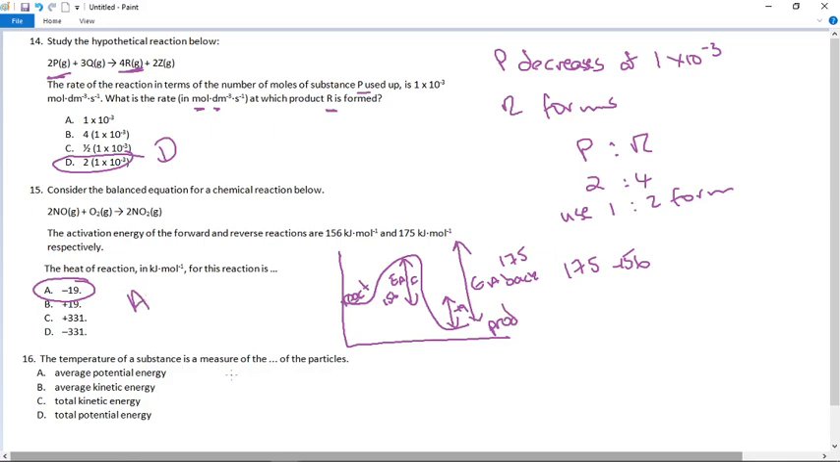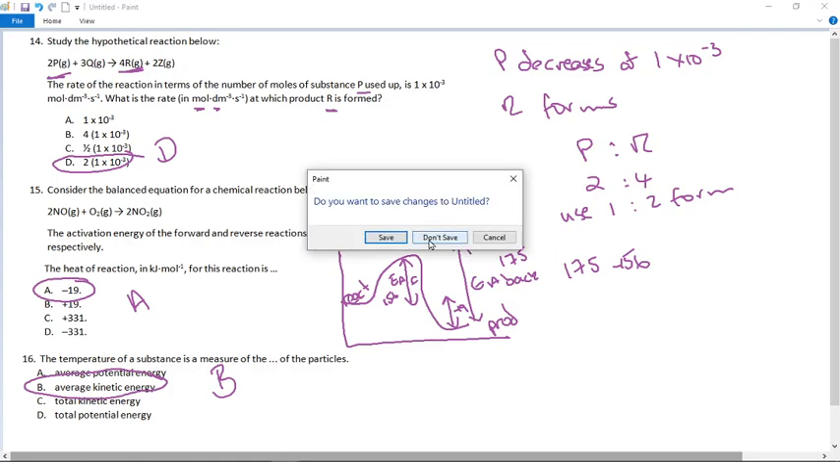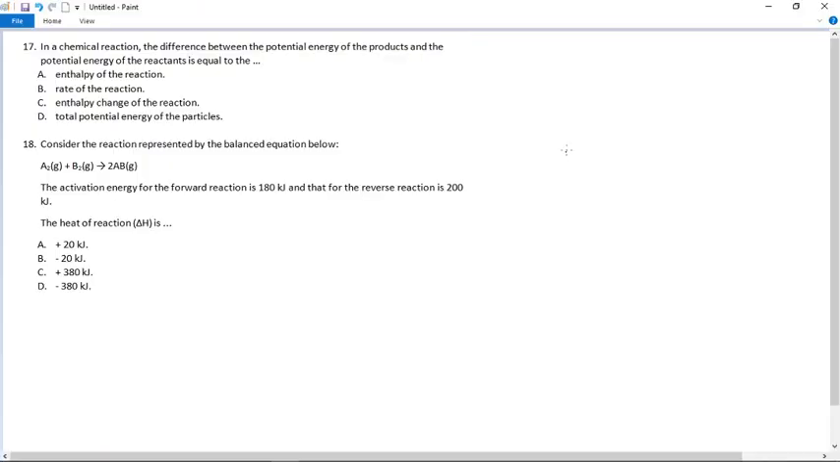Okay, number 16, the temperature of a substance is a measure of B. This is a definition, the average kinetic energy of the particles. Because remember, all the particles in a liquid have different kinetic energies, and when we measure the temperature, we take the average. Because remember, the particles are colliding into each other all the time, and when they collide into each other, they swap their energies.